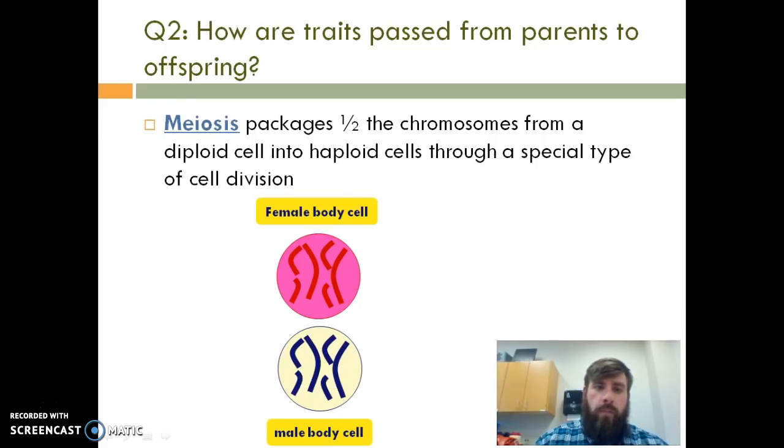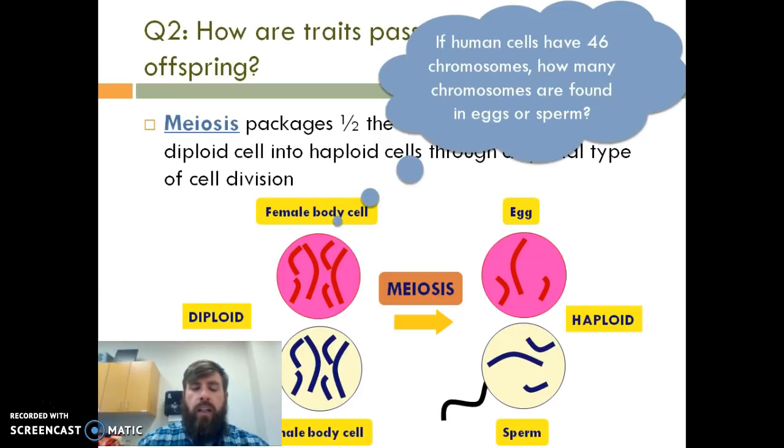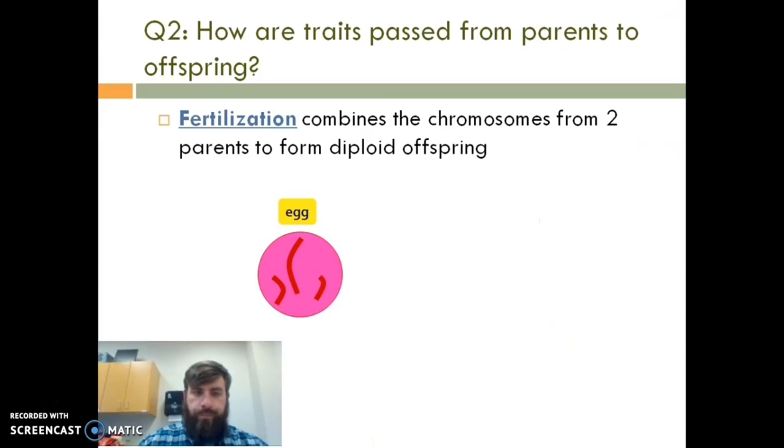So how are traits passed? We know that meiosis packages half those chromosomes, and half is passed from mom, half is passed from dad. We start with diploid cells. We're going to go through meiosis, and once we go through meiosis, we are going to have a sperm cell and an egg cell produced. At some point, we know that they're haploid. They are going to come together during fertilization, and that is going to create our zygote. From there on, mitosis is going to take over to produce our little offspring as it grows.